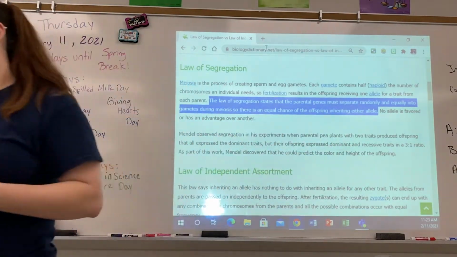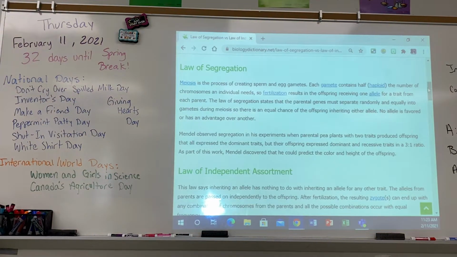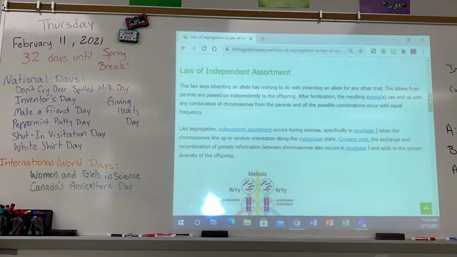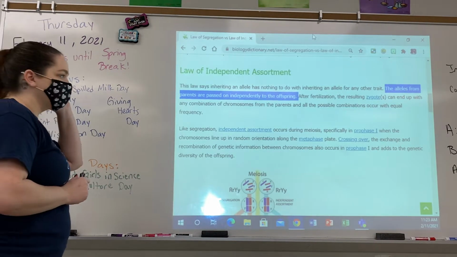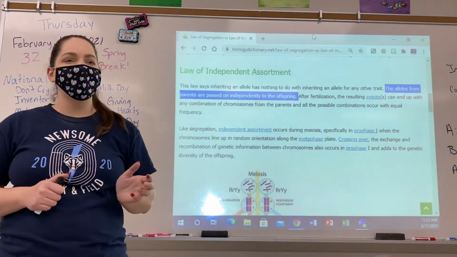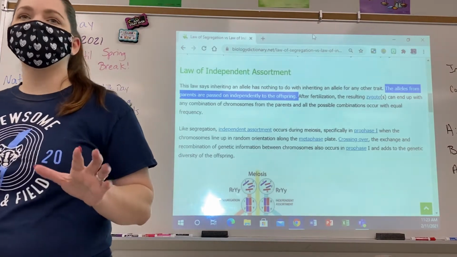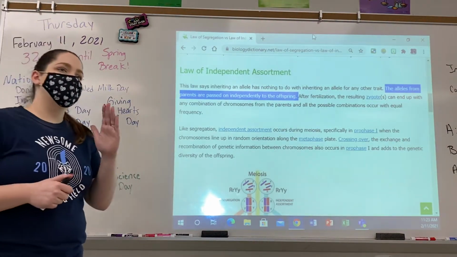The other one that we need to revisit is the law of independent assortment. So for the law of independent assortment, you are going to write down this: the law of independent assortment says that the alleles from parents are passed on independently to the offspring. That means independently of each other. So you have multiple chromosomes lining up in your cells.